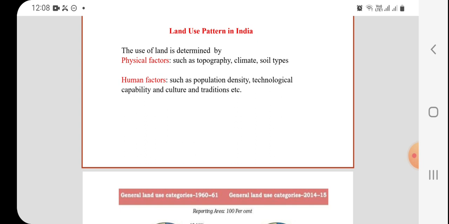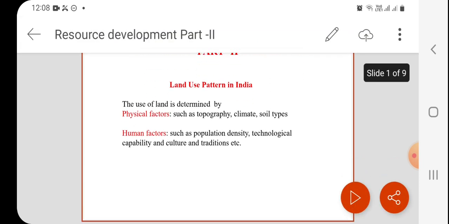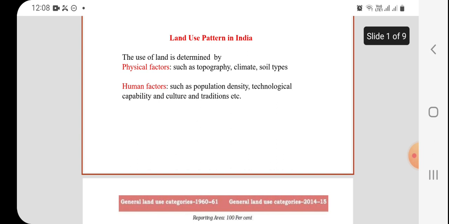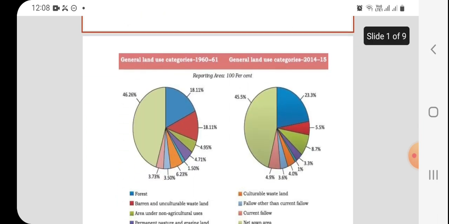Then climate also varies from region to region within the country. Then soil type, there are different types of soils. In India the Survey of India classified soil into 7 major types, which we are going to discuss in this chapter. Then human factors such as population density, technological capability, and culture and tradition, etc. These come under land use pattern in this category.